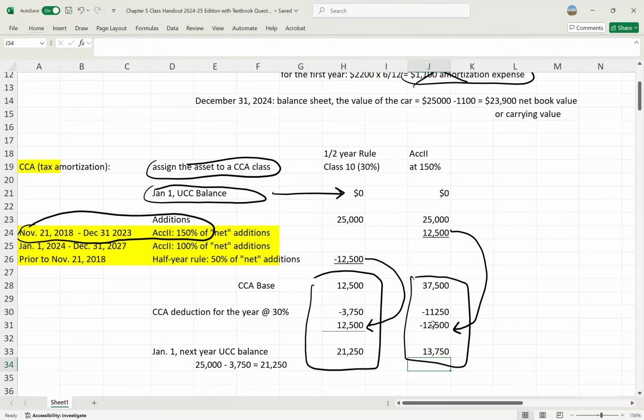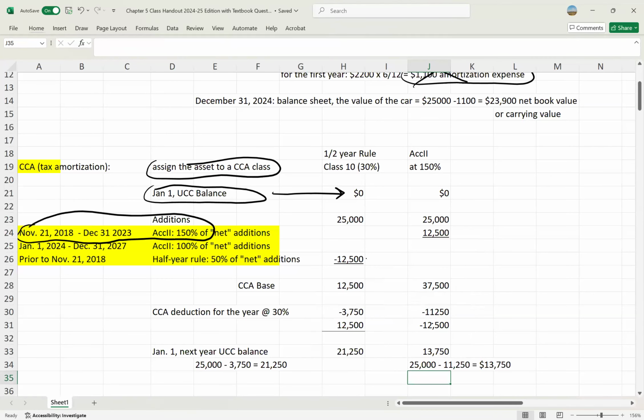Because if you think about it, we bought this car for 25,000. We deducted CCA of 11,250. And so we're left with 13,750. And so once again, the way that I'm showing you how to calculate CCA, these schedules here, this is what would actually show up on a CCA schedule on an actual tax return.